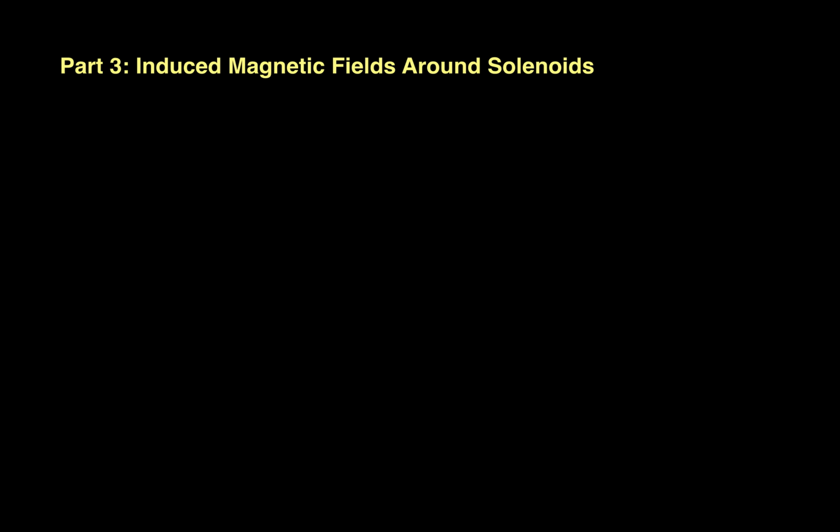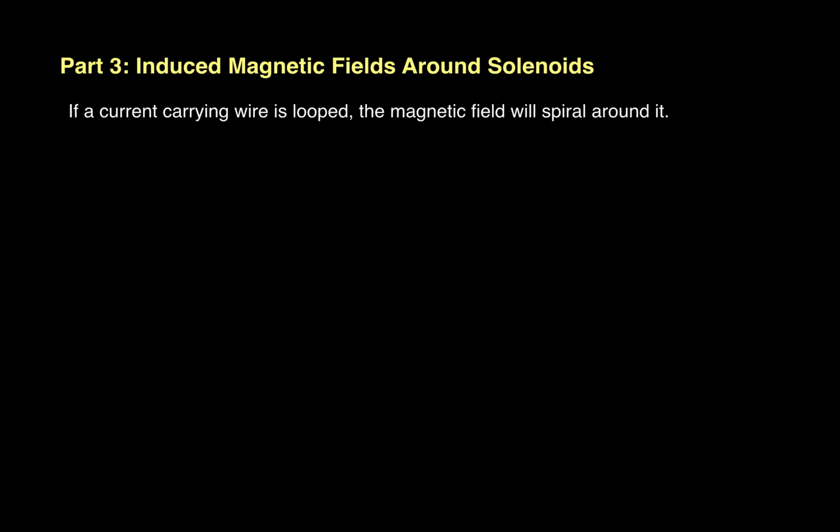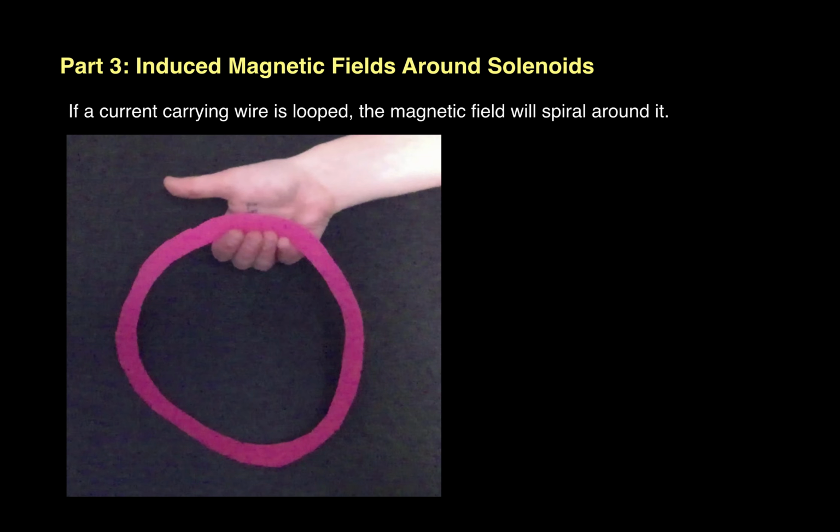Part 3. Induced magnetic fields around solenoids. If a current-carrying wire is looped, the magnetic field will spiral around it. So if we have a loop of wire, I'm going to draw the current as electron flow traveling around the wire as shown. If we try the first hand rule by pointing our thumb in the direction of the current, we see that our fingers wrap around the wire, so our fingers come out of the page inside the loop, and they go into the page on the outside of the loop.